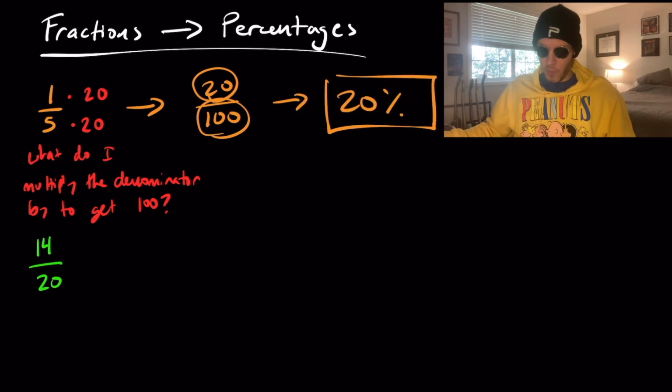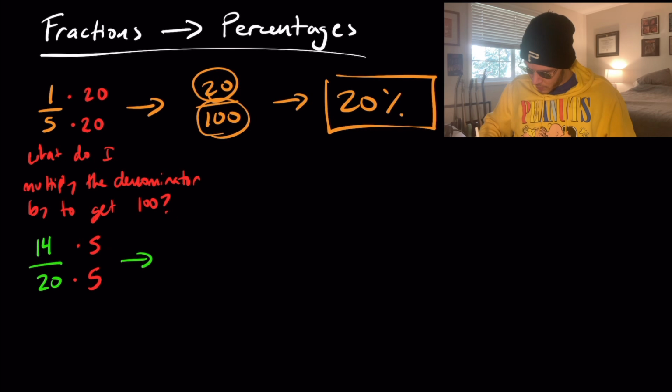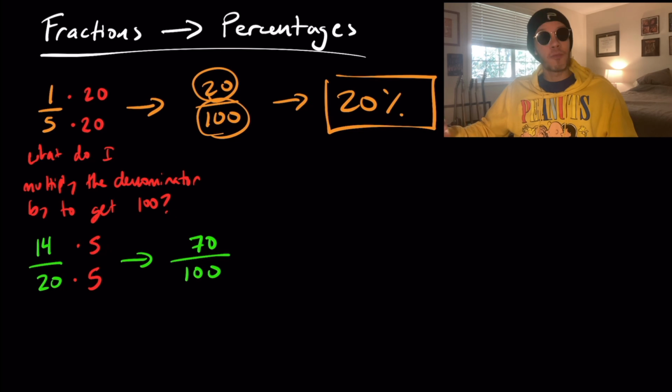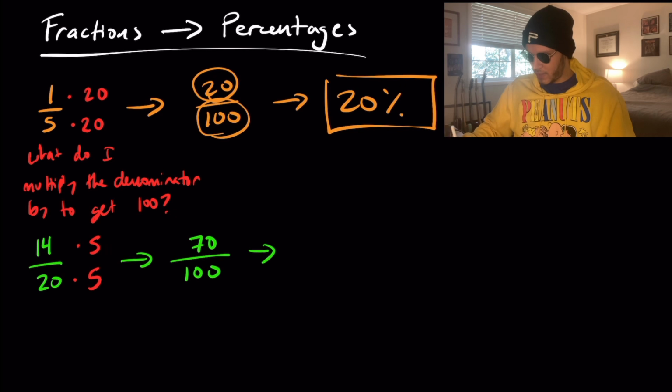Same thing for 14 over 20. When I ask myself, what do I multiply 20, because that's the denominator, by to get 100? That's going to be 5. That's just kind of the reverse of what we had up here. And so I'm going to multiply the numerator by that as well, and I will get 100 down in the denominator now. 5 times 14 is going to be 70. And again, this is 70 for each 100. We could read that fraction like that, which is just another way of saying 70%.